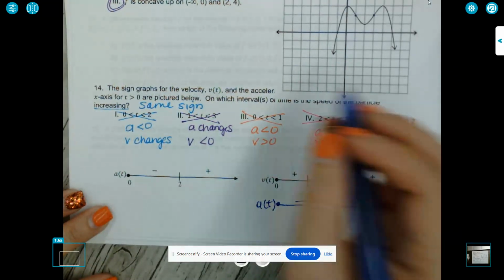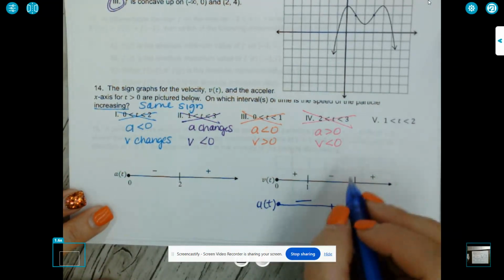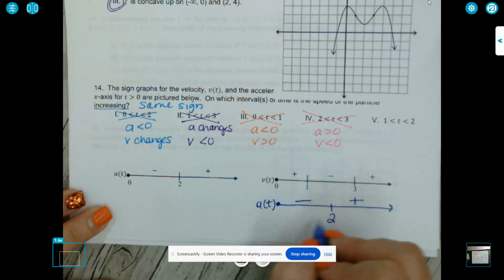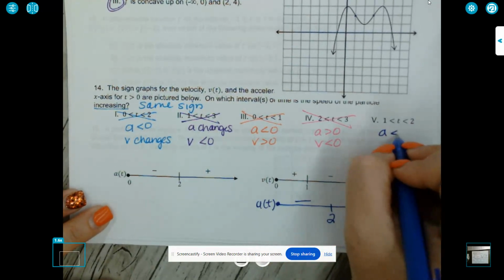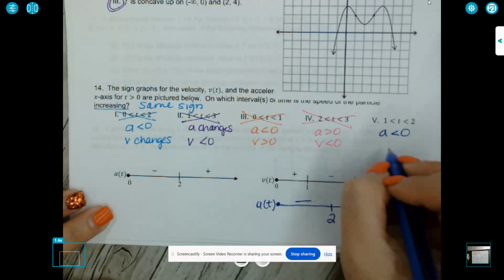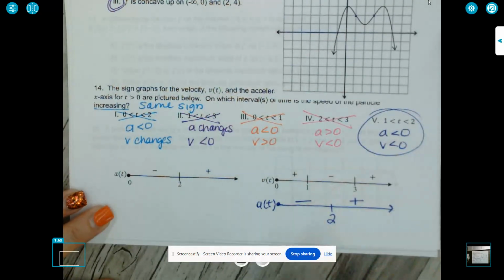Okay, so clearly by now we're on 5. So let's see, from 1 to 2. So from 1 to 2 here, our acceleration is less than 0. And from 1 to 2 here, our velocity is also, so there it is.